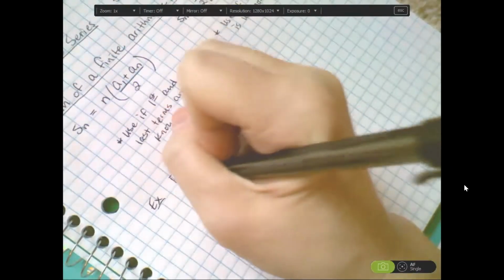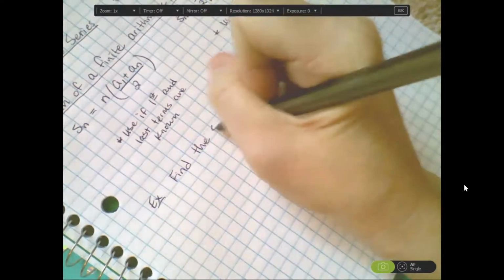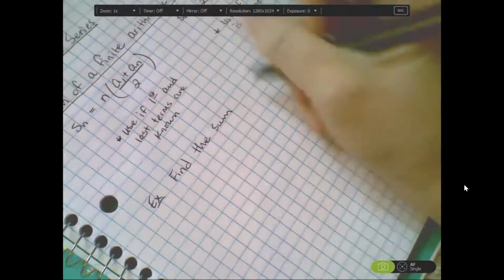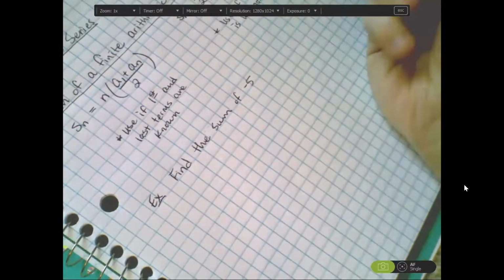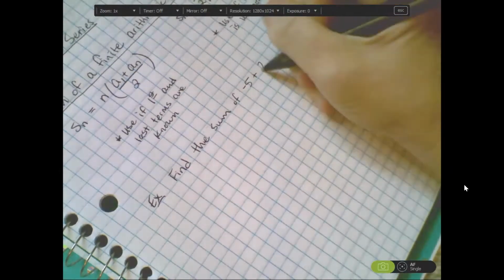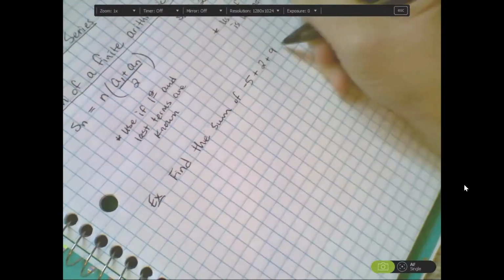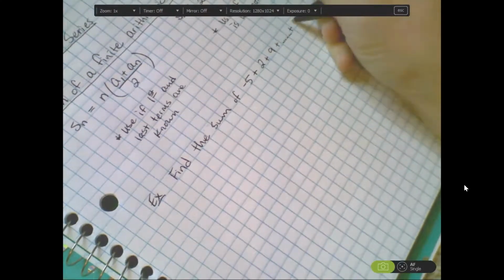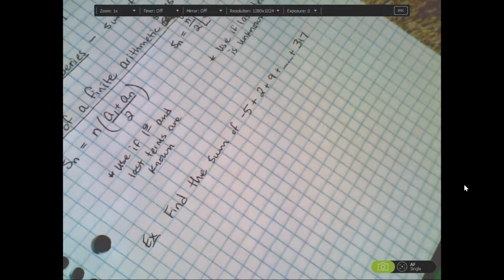So let's look at some examples. All right, so we want to find the sum of -5 plus 2 plus 9 plus ... plus 317. So we're adding up this list of numbers, but we don't know all the middle numbers, right? We just skip over them. But that's okay, that doesn't matter. We don't really need to know those.